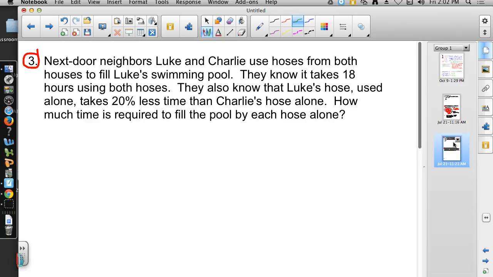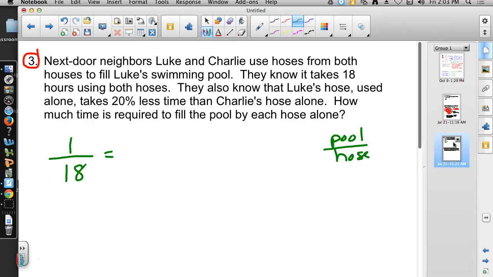So here's what I'm thinking. This is a rate, and it is pool per hose. I mean, really, that's what we're talking about here. So when we're looking at this and we're trying to find a total, you have your total of it takes 1 pool 18 hours using both of those hoses. That's your total. One pool in 18 hours.